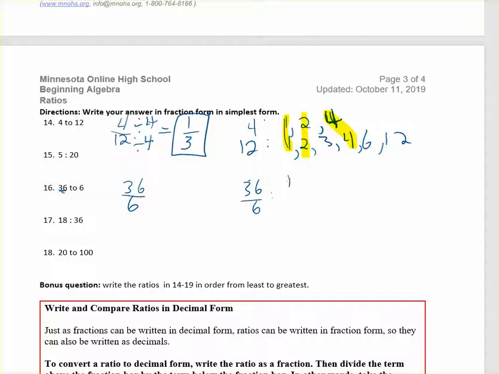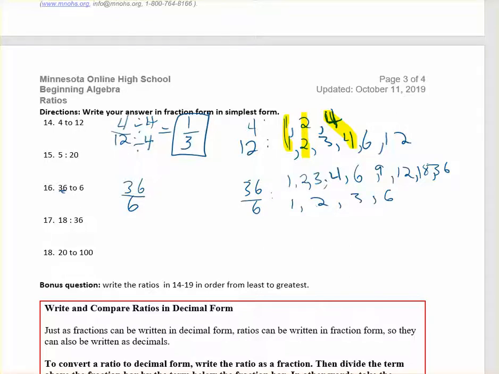So 36, there's a lot of factors for 36. 1 times 36, 2 goes in there, and you can use your calculator to check, but it's 2 times 18. 3 times 12 is 36. 4 times 9 is 36. 5 does not go into 36, but 6 times 6 is 36. Lots of factors. Not as many for 6. 1 times 6, 2 times 3, and that's it.